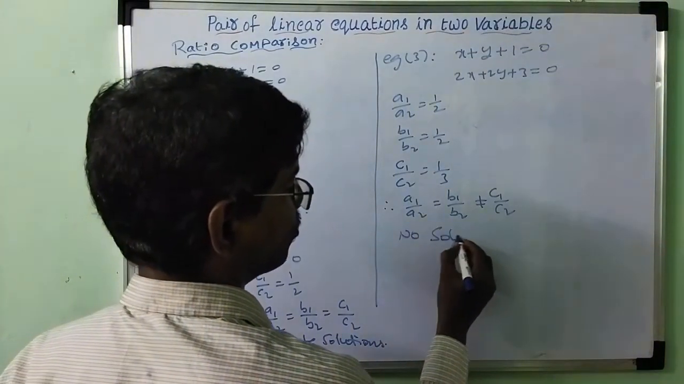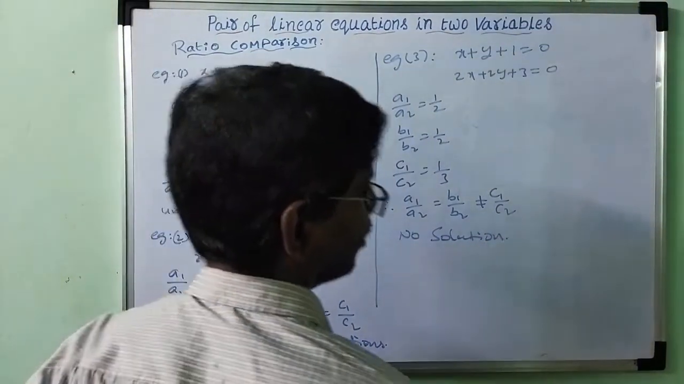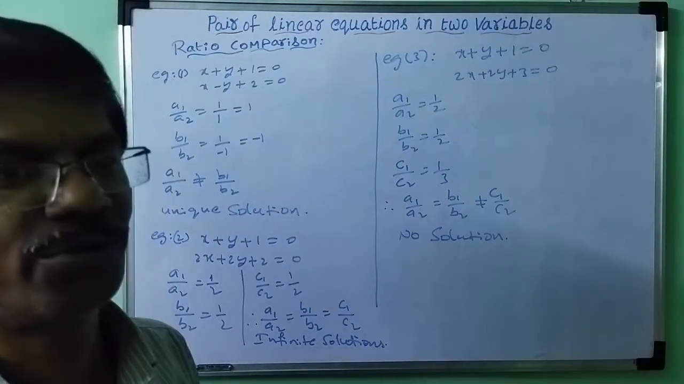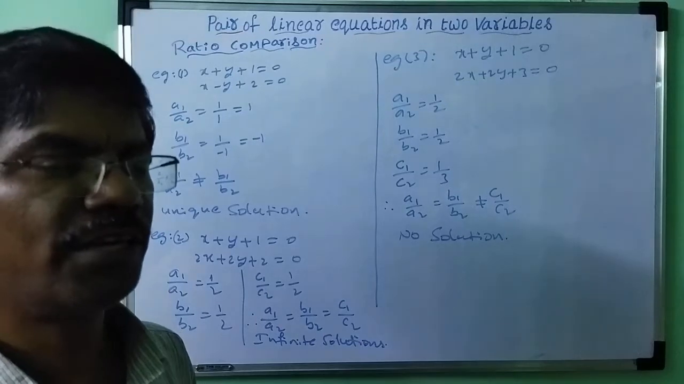So no solution. I think you got a very good idea about which type of solutions they contain by comparing ratios, and how the graph looks.